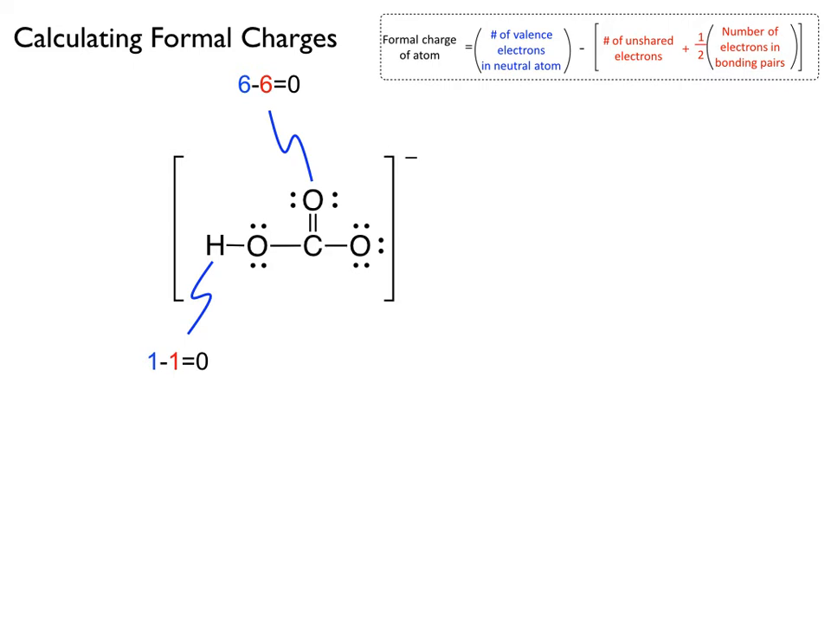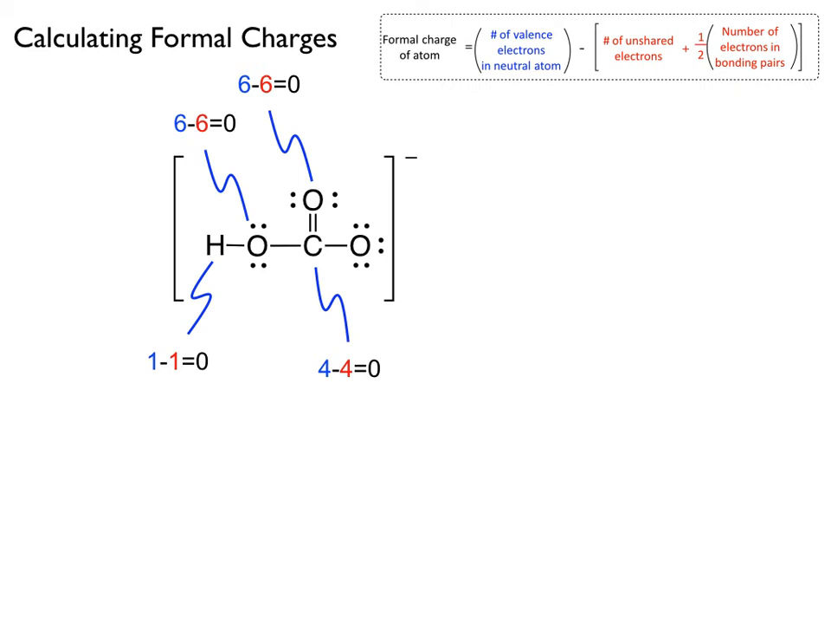We can keep going through the rest of the molecule. This oxygen in between the hydrogen and carbon also has 6 electrons assigned to it in the molecule. So again, we have 6 minus 6 equals 0. Going to the carbon, the carbon in this case has 4 covalent bonds to it. That would be 4 electrons assigned to it in the molecule, so 4 minus 4 equals 0.